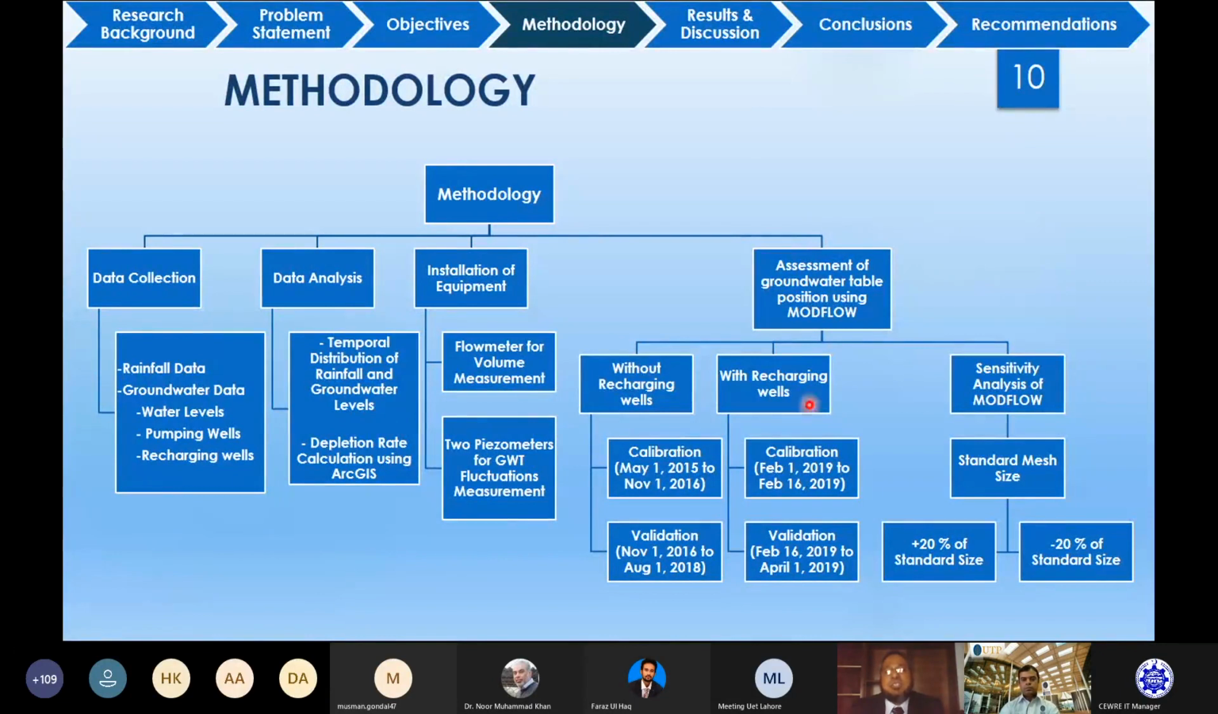So without recharging well and with recharging well. Of course, without recharging well, proper calibration of the model was done and the validation was done. And similarly for with recharging wells, as we had data collected from our flow meter and the piezometers, so we did calibration and validation.